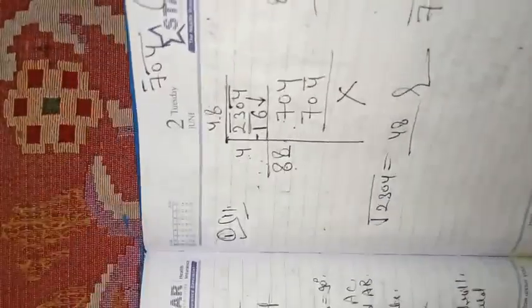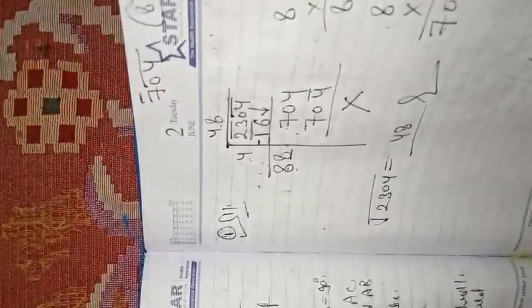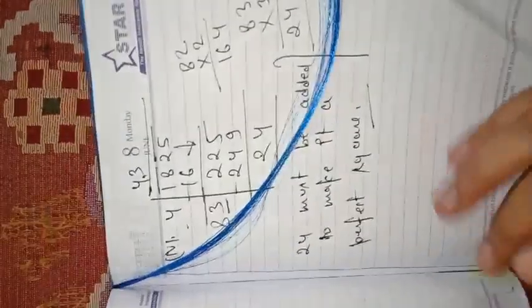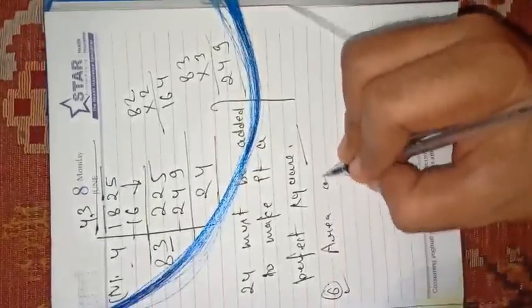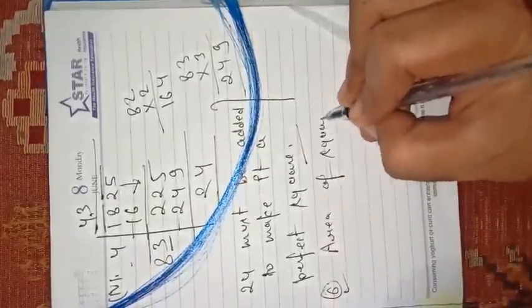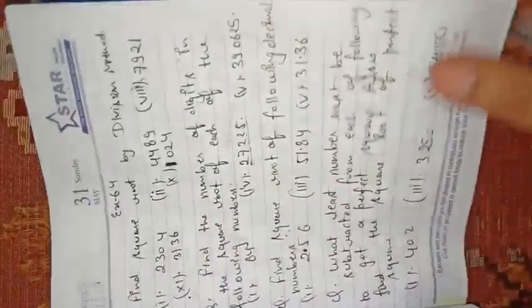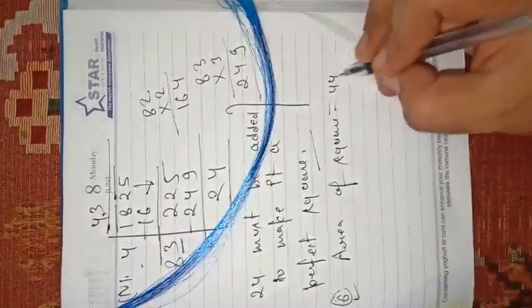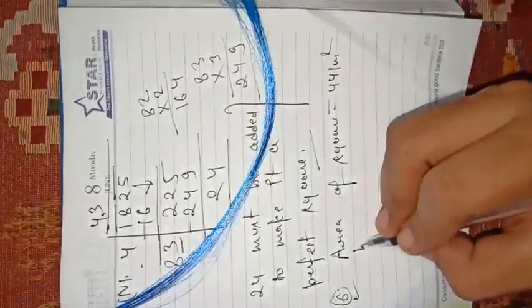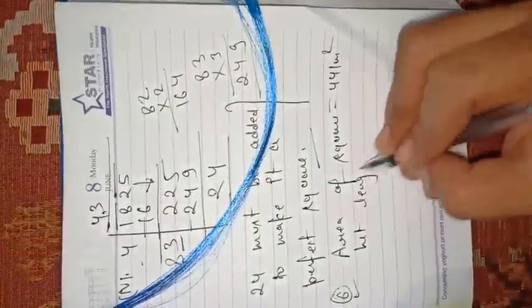Let us solve question number 6. Find the length of the side of a square if the area is 441. The length of the side we have to calculate. The area of the square is given, that is 441. Let us check the unit. That is meter square. So 441 meter square. Let the length of the side be x.